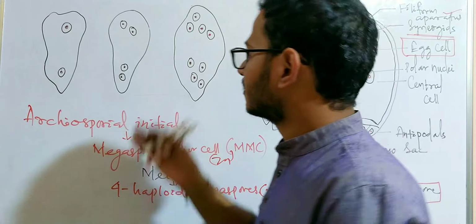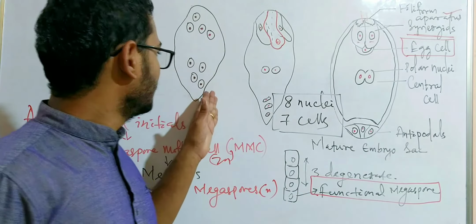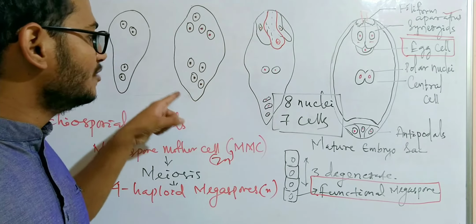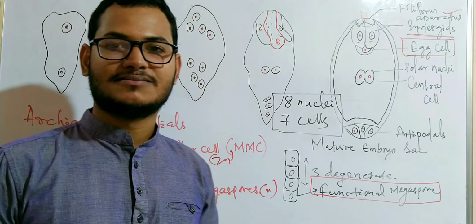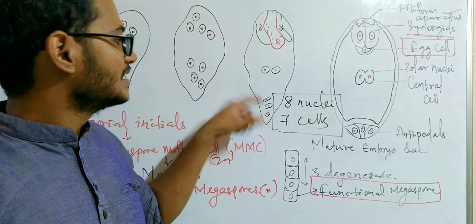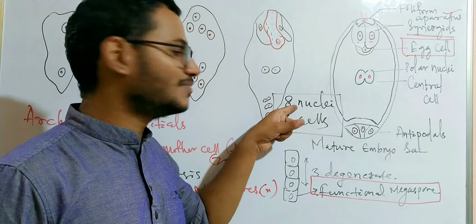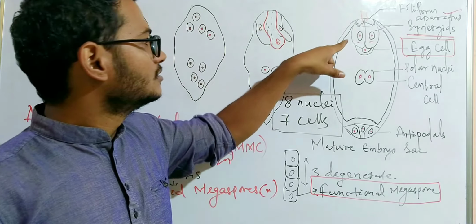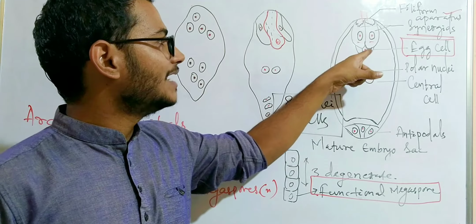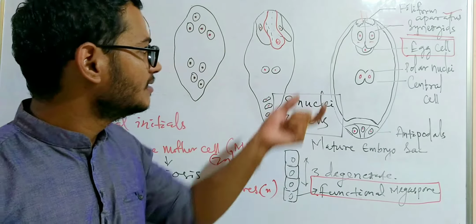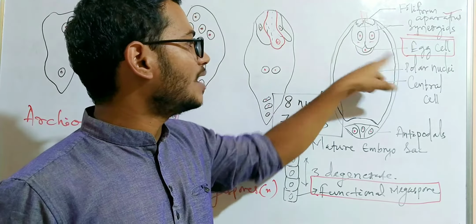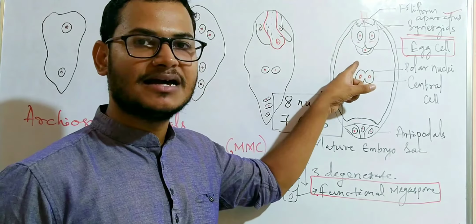Then from the 2 there are 4 nuclei. From 4 again due to mitosis 8 nuclei are formed. So remember, these 8 nuclei are arranged inside the embryo sac. The 8 different nuclei form 7 different cells. Remember, there are 7 cells but 8 nuclei because the 2 synergids and egg cell make the egg apparatus at the micropylar end. Remember, at the micropylar end there are 3 different cells having 3 different nuclei. 2 synergids, 1 egg cell. They together form the egg apparatus.